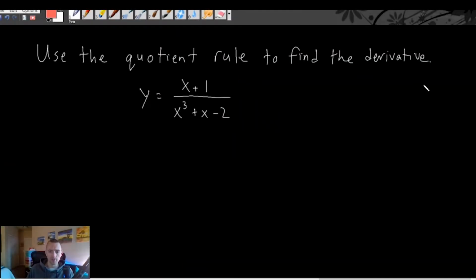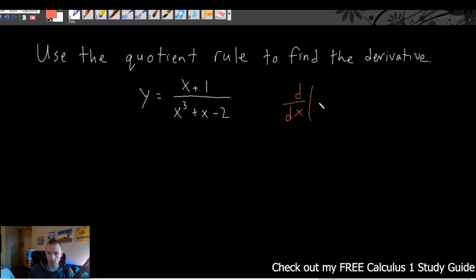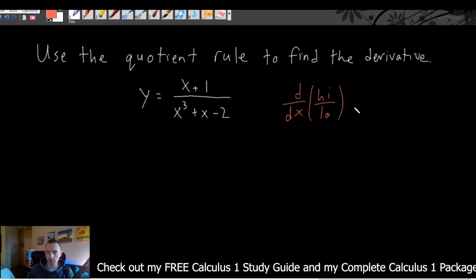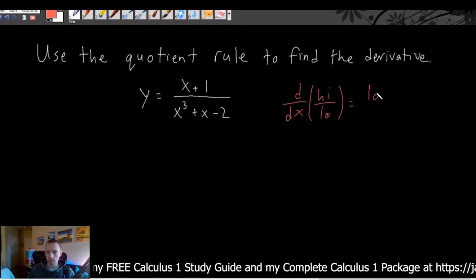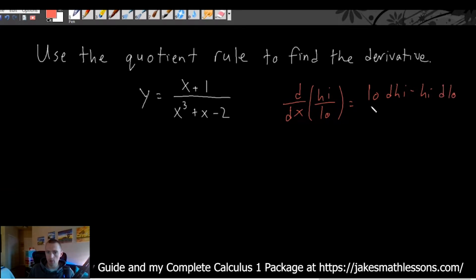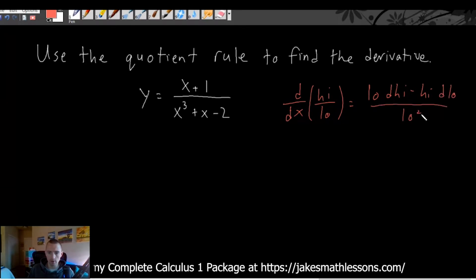Use the quotient rule to find the derivative of this function here, where our function is y equals (x plus 1) all over (x cubed plus x minus 2). So again, let's go ahead and start out with the quotient rule formula. So the derivative with respect to x of high over low, the high part of our fraction and the low part of our fraction, is low d high minus high d low all over low squared.